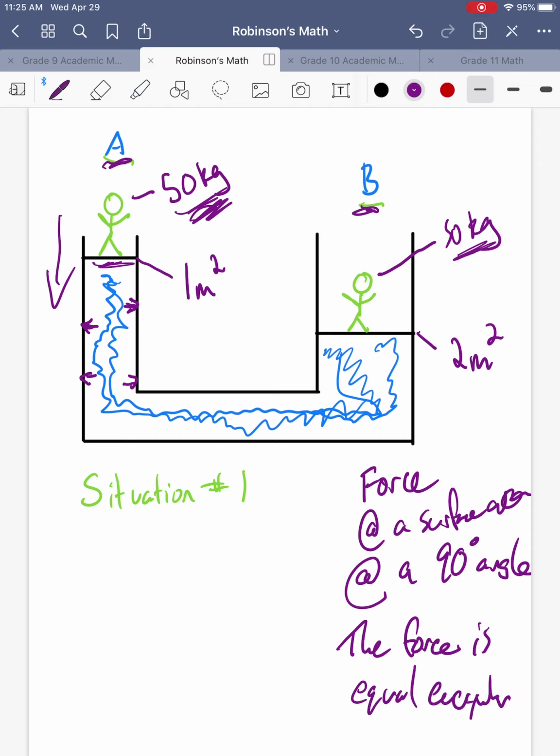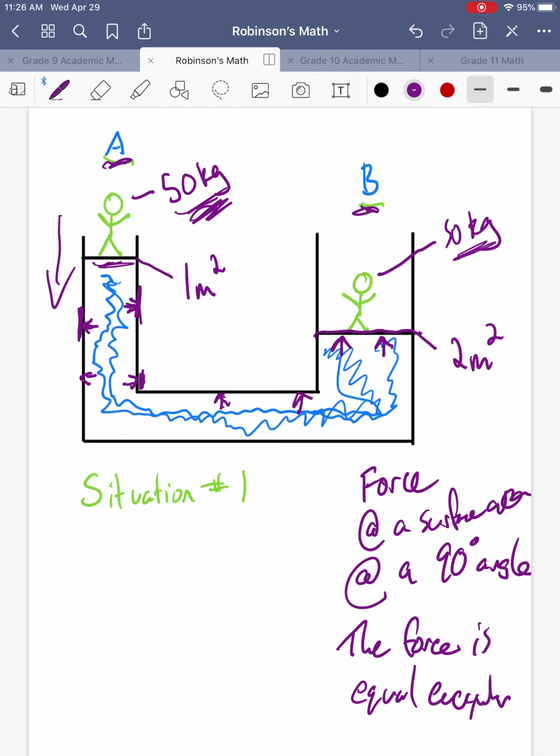everywhere. So that means that for every square meter in this system, there is 50 kilograms of force being applied to it. So that means that 50 kilograms is being applied to this meter squared, this meter squared, this meter squared, and this platform here is 2 meters squared. So we have 50 kilograms of force pushing up on this square meter, and an additional 50 kilograms of force pushing up on this square meter.